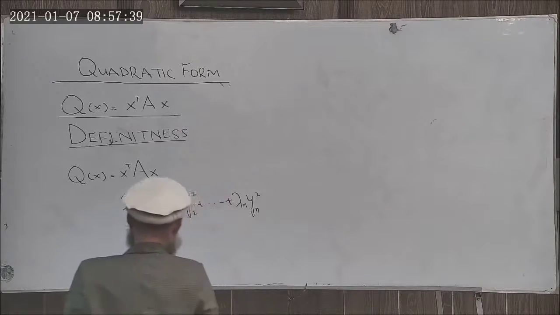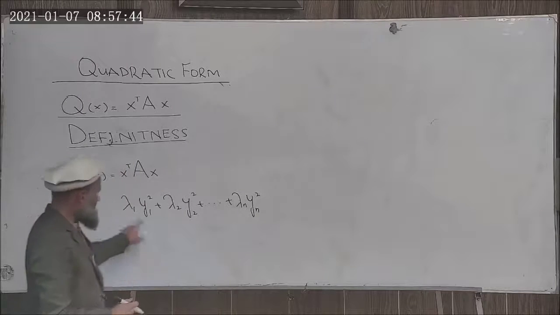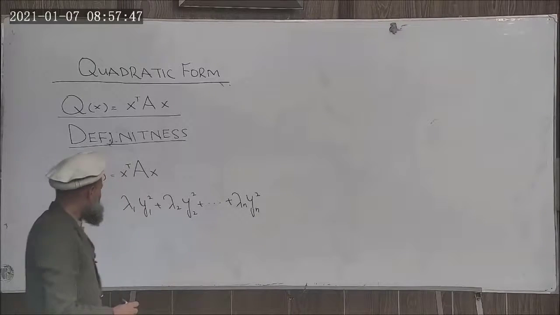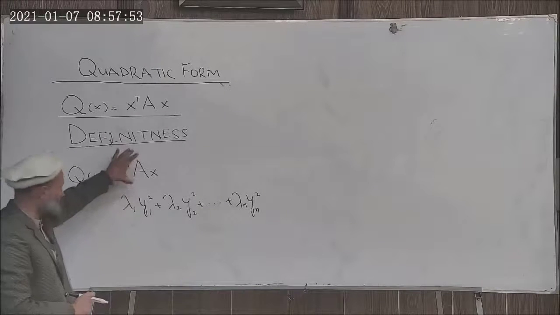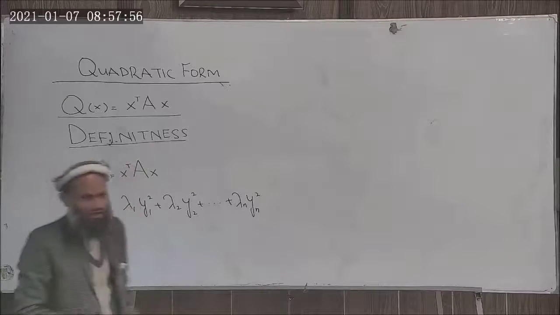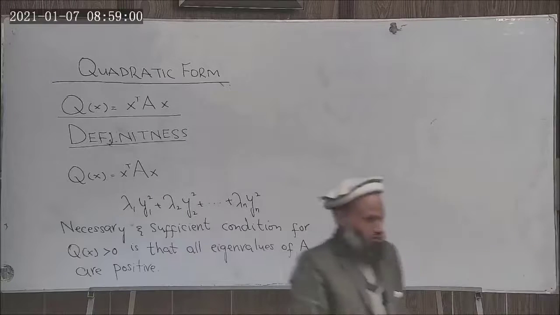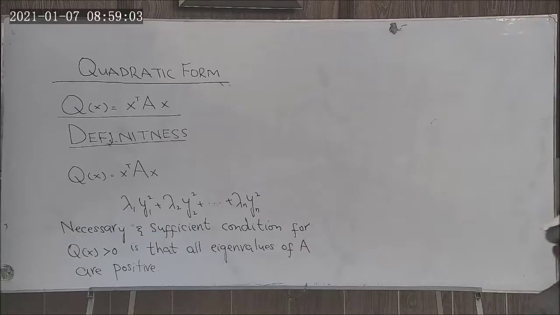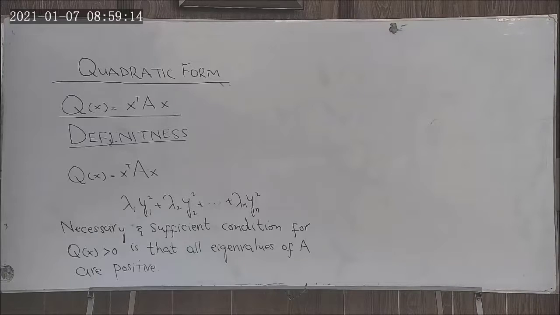So you can see that if all the eigenvalues are positive, this will be positive definite, right? A necessary and sufficient condition for positive definiteness of this quadratic form is that all the eigenvalues of this matrix are positive. If all the eigenvalues are positive, then this quadratic form will be positive definite, and if this quadratic form is positive definite, then all eigenvalues will be positive. So it is both a necessary and sufficient condition.